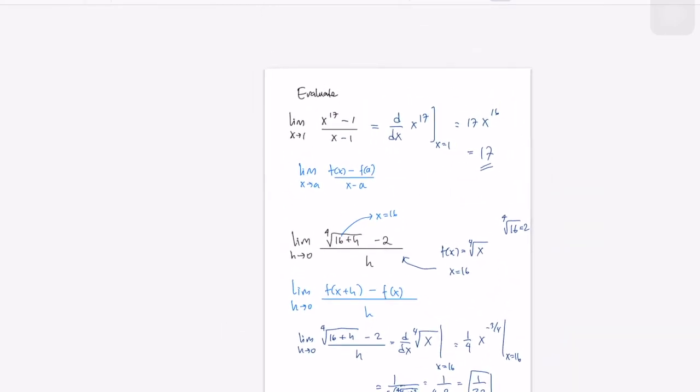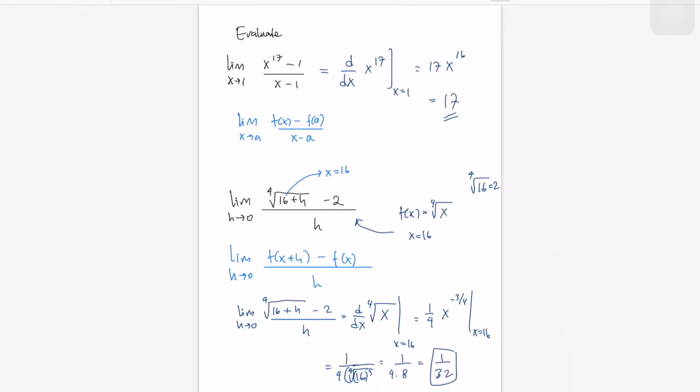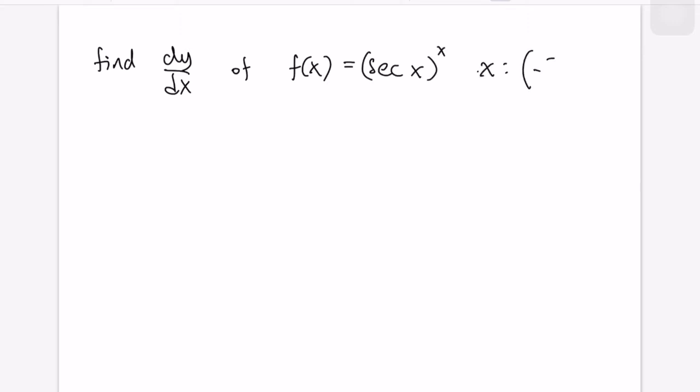Okay, I think last question. Find dy over dx of x to the power of x, from... Okay, stop the video, try by yourself, and see the results. Let's compare our results.